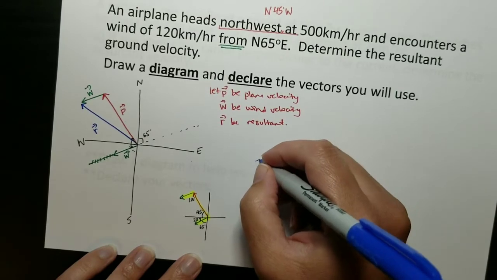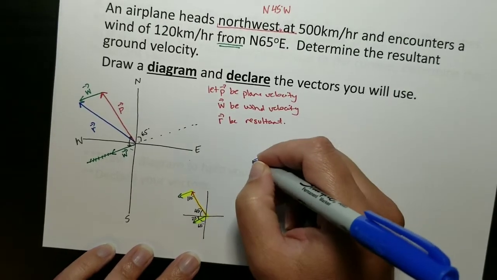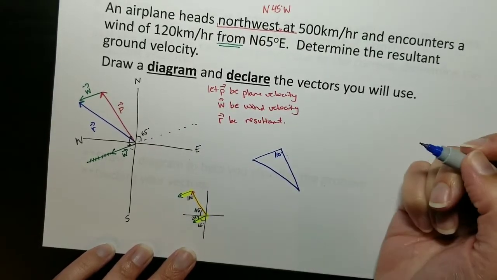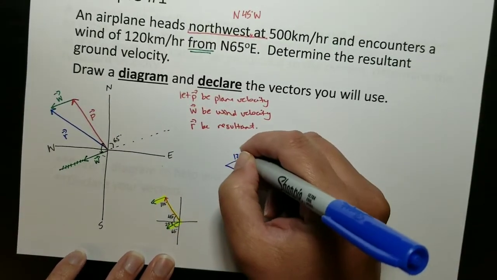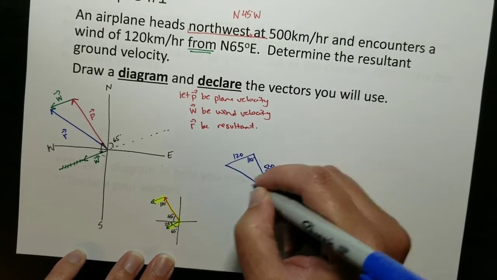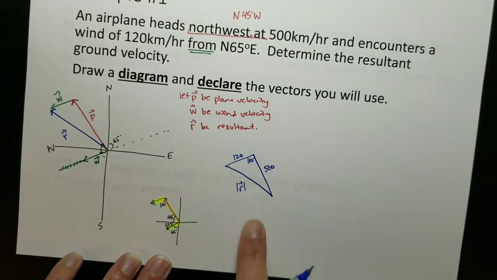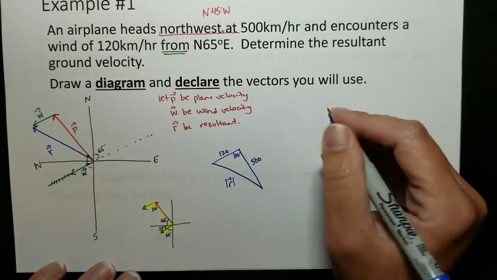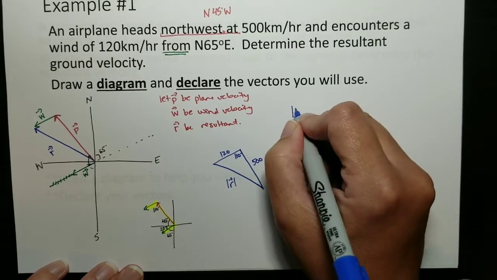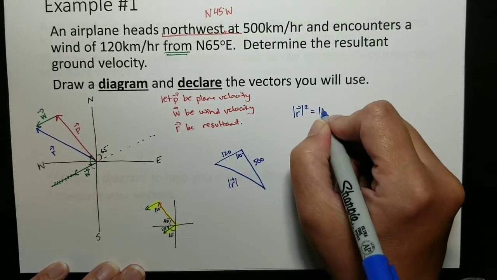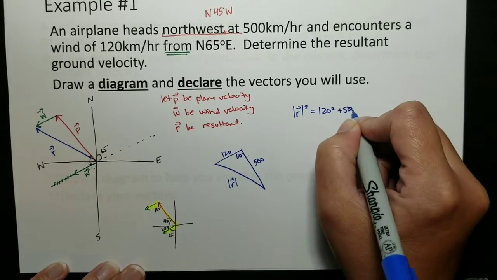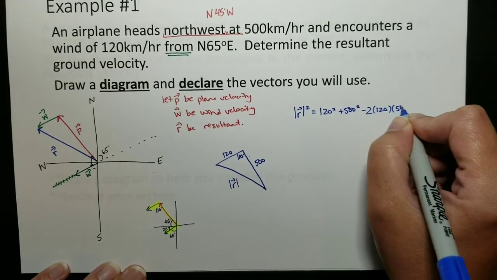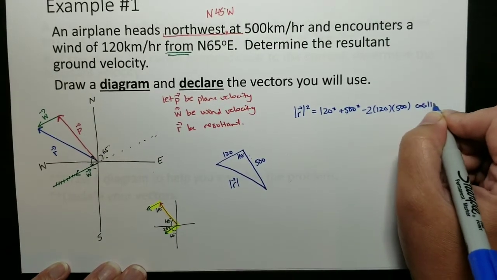So I'm going to redraw this same triangle using the wind and the resultant and this 110 degrees. Now I know that the wind was 120 and the plane was 500, and I'm going to put the magnitude of the resultant there. So as you see, we've got a cosine law situation. So the magnitude of the resultant squared is 120 squared plus 500 squared minus 2 times 120 times 500 times cos of 110.